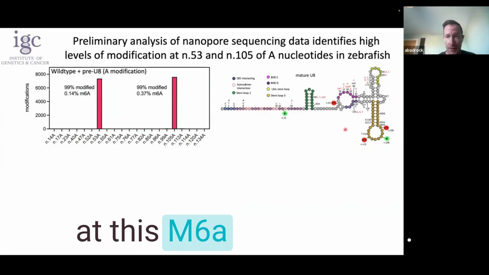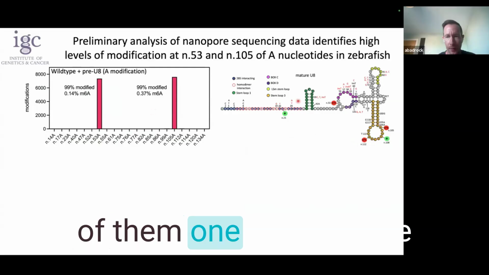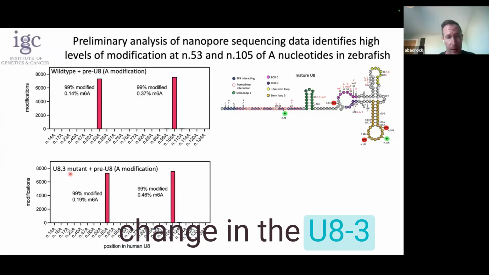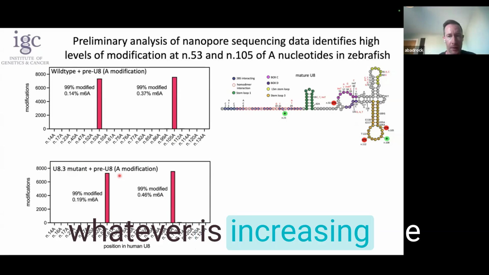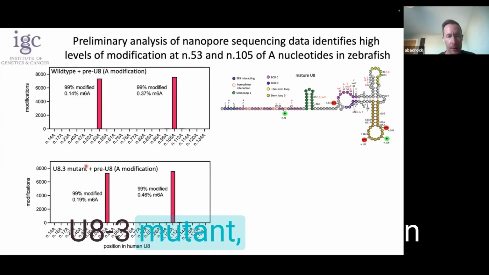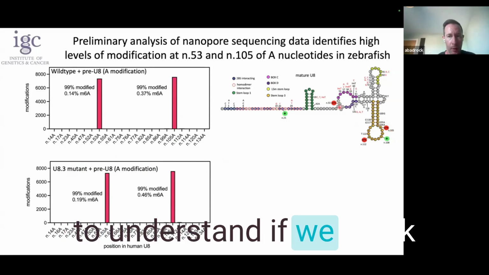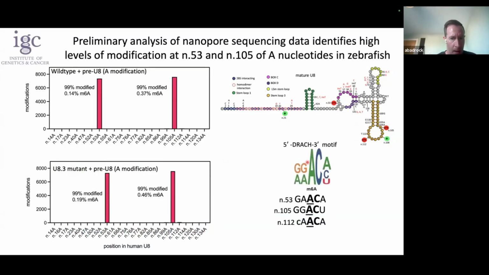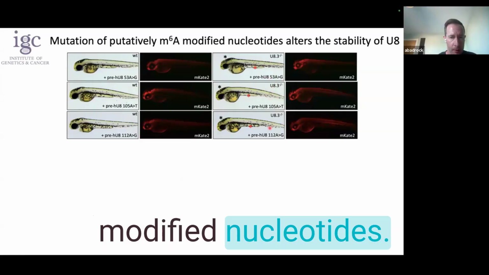So I also want to look at this M6A modification. Of the 3 modifications, essentially we detect 2 of them, one at 53 and one at 105. But again, it doesn't change in the U8-3 mutant when you're expressing the human U8. And ultimately, we think whatever is increasing the expression of U8 in the U8-3 mutant, it's not down to changes in modification, but we still wanted to understand if we block these modifications in the zebrafish, what would happen. Again, I'll skip over that. And essentially, not much happens to the ability of U8 to function if you block different M6A modified nucleotides.